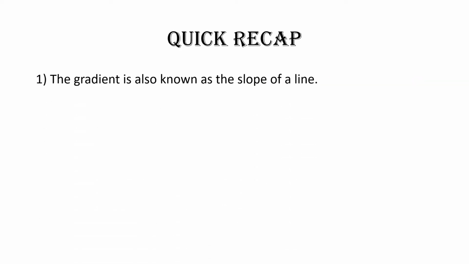So, quick recap. Let's talk a little about gradient. First, the gradient is also known as a slope. That's something you need to know. So when we think about gradient, we think about a slope, an inclination, a hill. And of course, it could be in either direction. It could be a positive one, it could be a negative one.